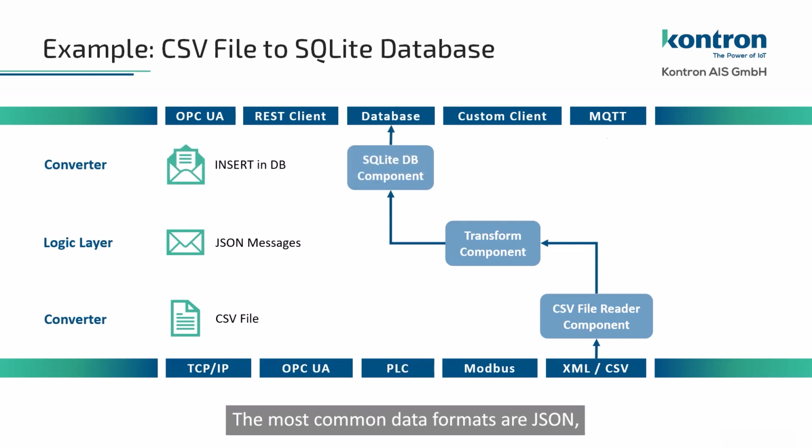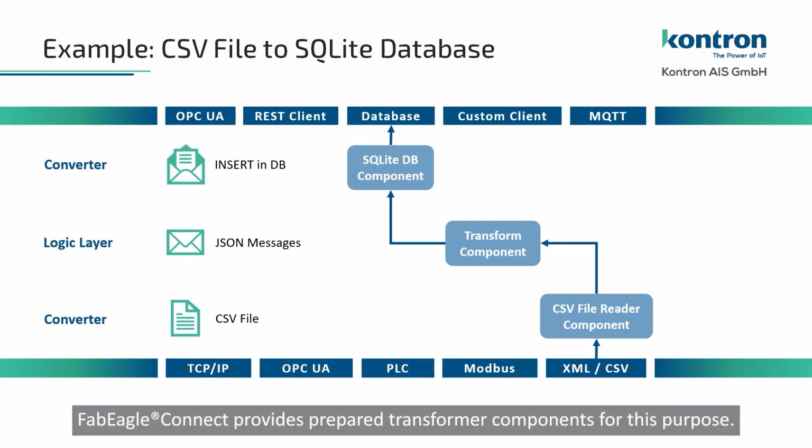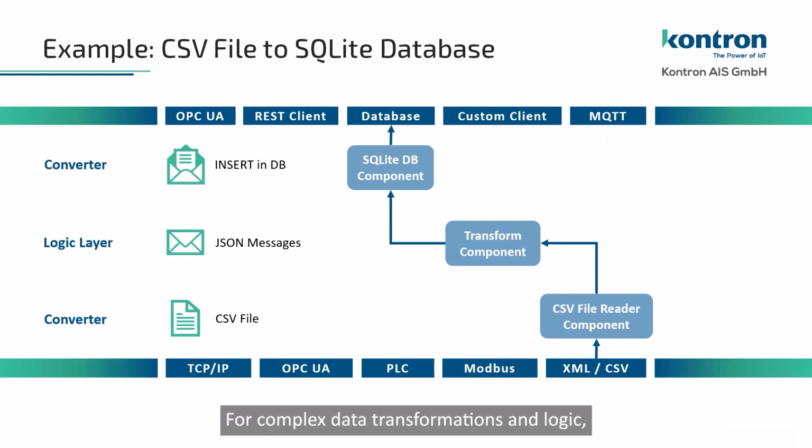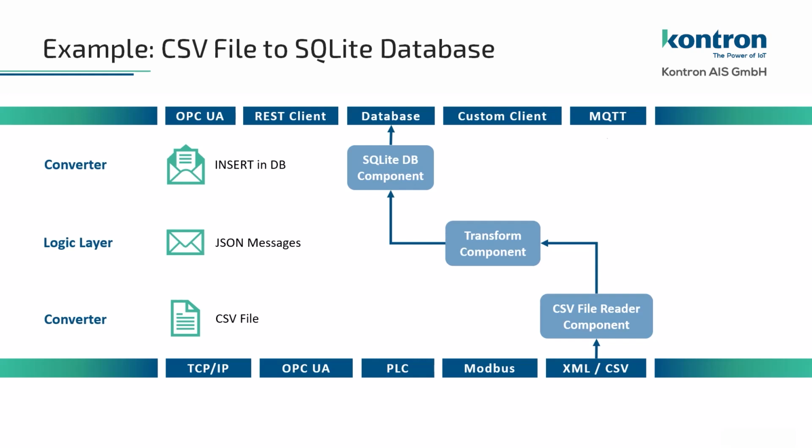The most common data formats are JSON, XML, or a byte stream. When data sources and sinks use different data formats or structures, you need to use transformers to make them compatible. FabEagle Connect provides prepared transformer components for this purpose. For complex data transformations and logic, you can program your own solutions in the C# code component.